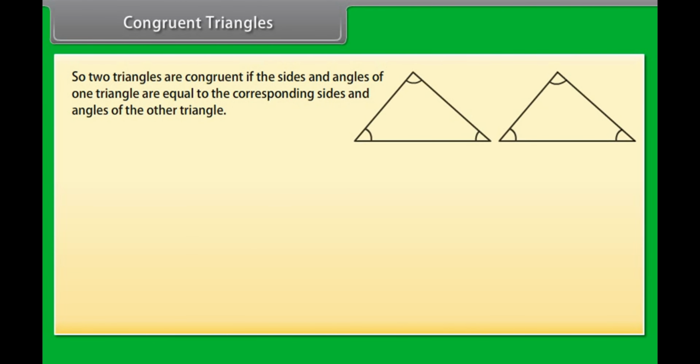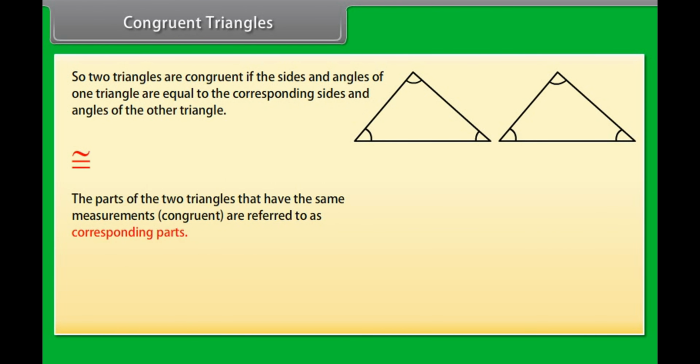Congruent triangles. Two triangles are congruent if the sides and angles of one triangle are equal to the corresponding sides and angles of the other triangle. This is the sign of congruency. The parts of the two triangles that have the same measurements, that is, are congruent, are referred to as corresponding parts. This means that corresponding parts of congruent triangles are congruent. In short form, we write it as CPCT.